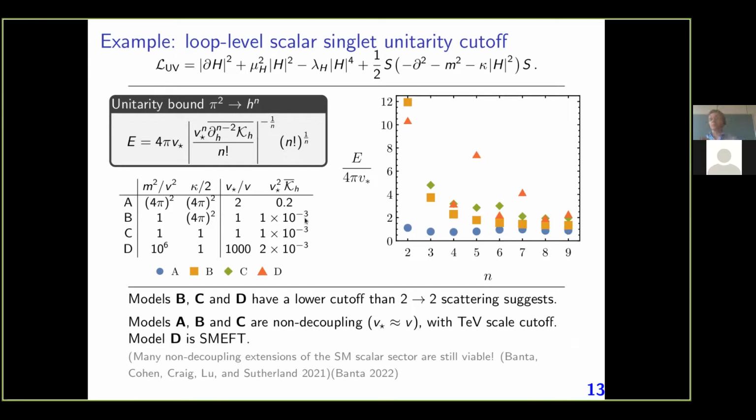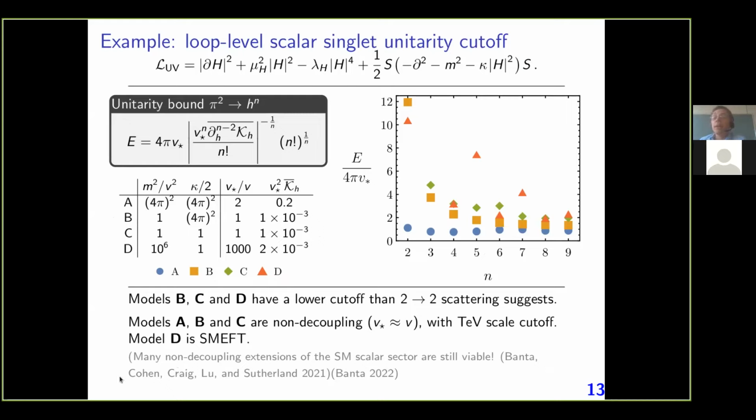And this set of models has overlap with a set of models A, B, and C, which have a V star which is close to V. So these are things with a TeV scale unitarity cutoff, which are non-decoupling and which are poorly described by SMEFT. And again, this means that there are models B and C where things appear very, very standard model-like in low point amplitudes where we live, but things around the electroweak preserving vacuum are really messed up due to the proximity of a pole.